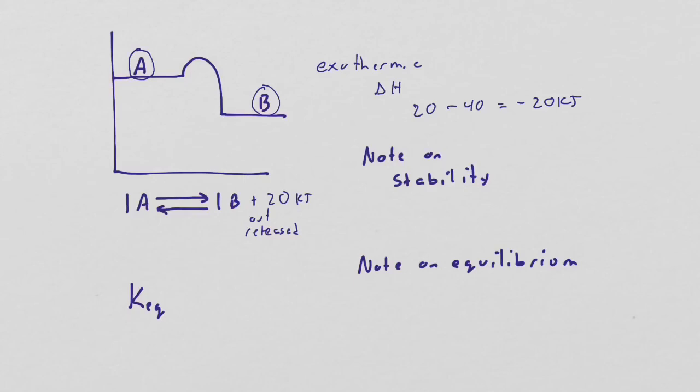Okay, quick last couple of things. Note about stability. When things are formed in exothermic processes, if they are at low energy, they are more stable. So we can assume that B is more stable than A because it is the product of an exothermic process. Another quick note, on equilibrium. See how the forward activation energy here is really short and the reverse one is really tall? Okay, what does that mean?